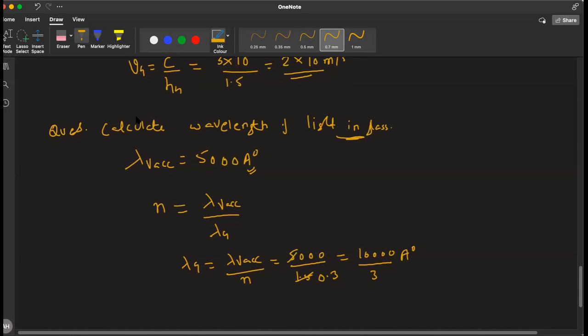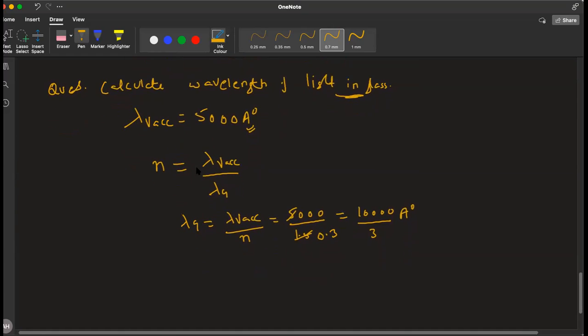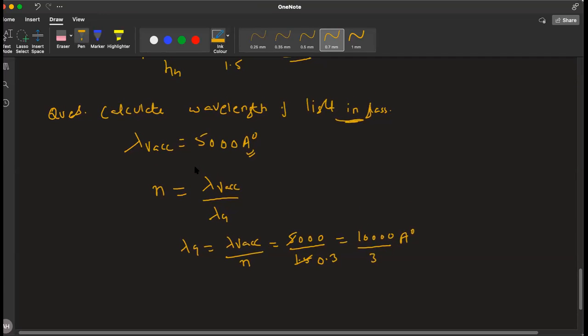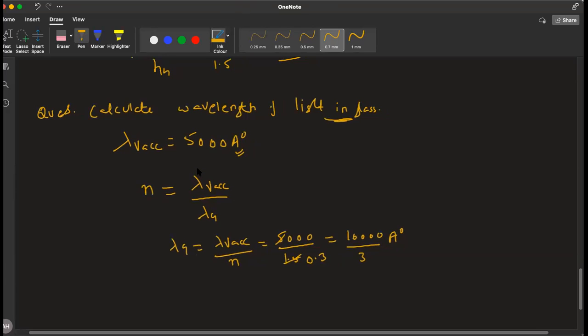Is it clear? Yes, sir. Okay, just note it down. I will stop here. Thursday we'll start with refraction. So that was about refractive index only. From Thursday we'll start with Snell's law and other things.